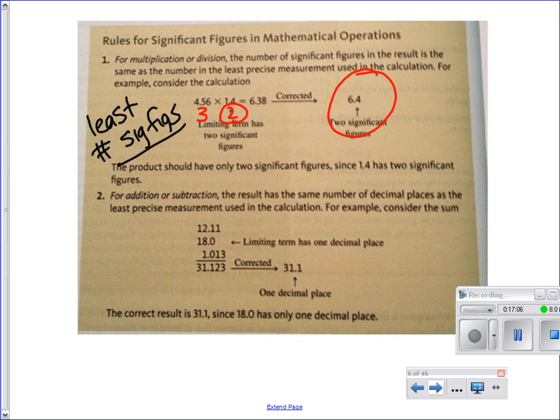How does addition and subtraction differ? We don't round to sig figs, we round to decimal places. So we round to the least number of decimal places. So looking at this, how many decimal places are here?